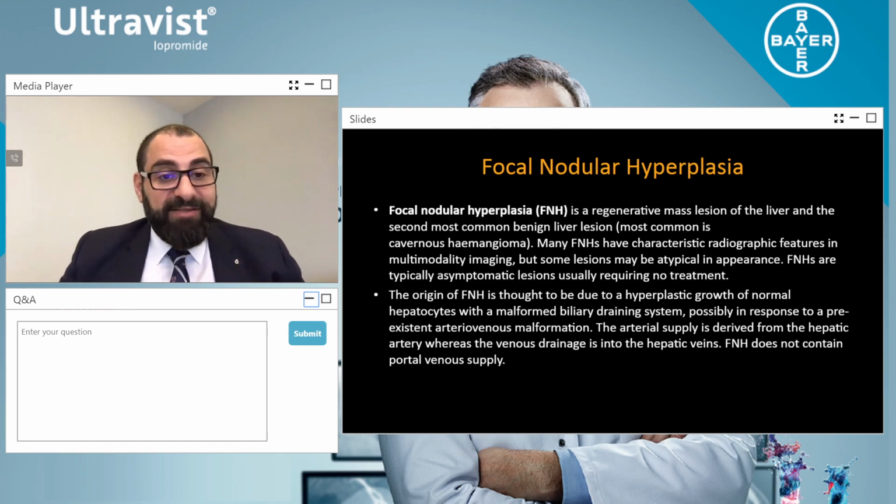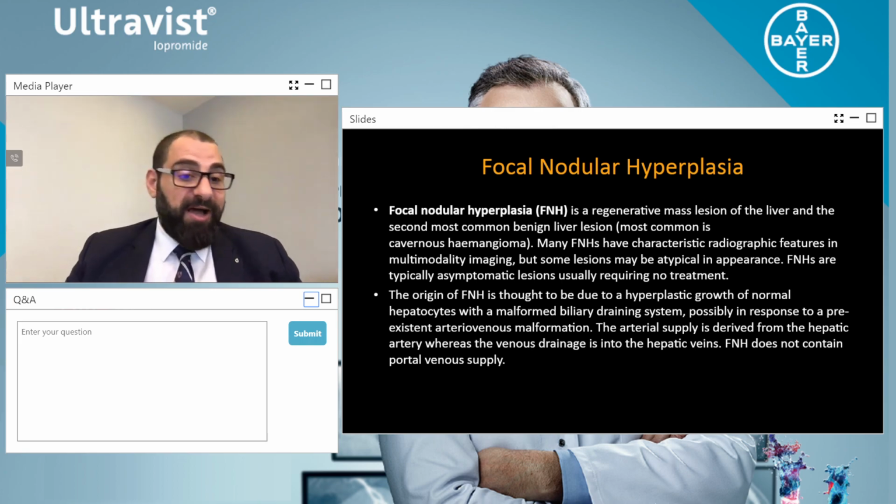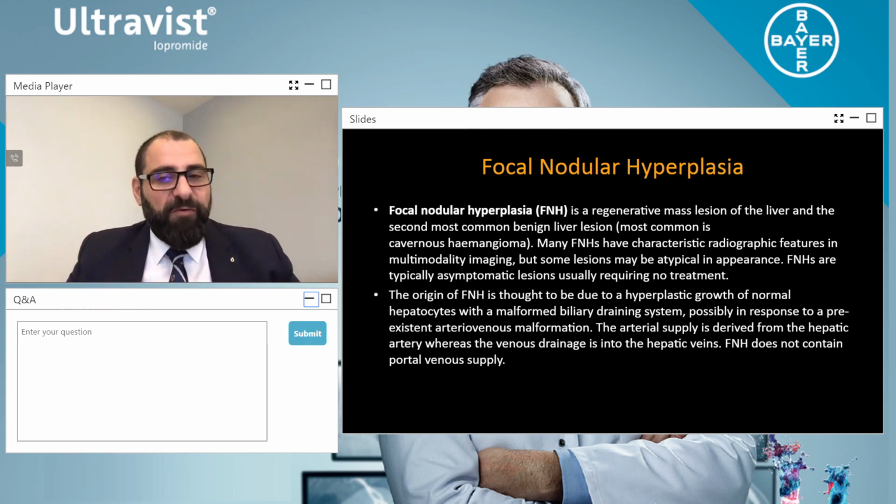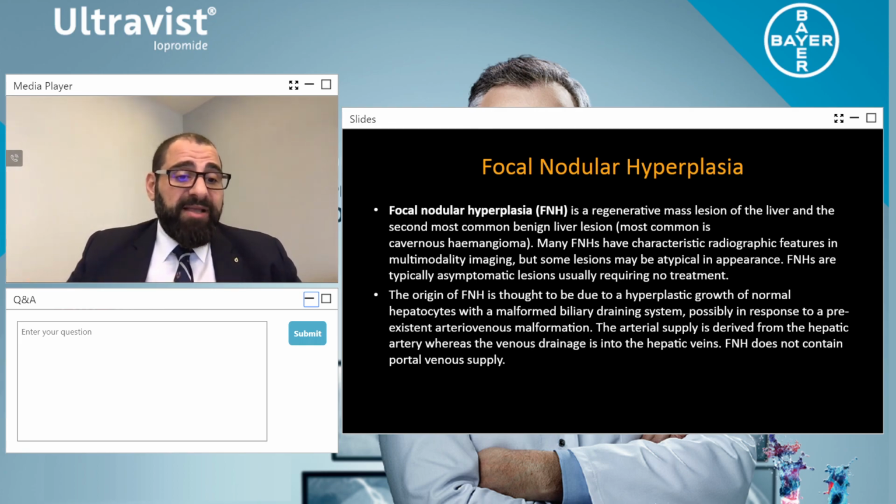Then we have another type, which is focal nodular hyperplasia. This is a regenerative mass lesion of the liver, and it's more infiltrative, like what we saw before. It's the second most common benign lesion after the hemangioma, which is what we talked about. They have a lot of radiological features which are atypical, which is very unusual. Patients are usually asymptomatic, and they can have no treatment for this.